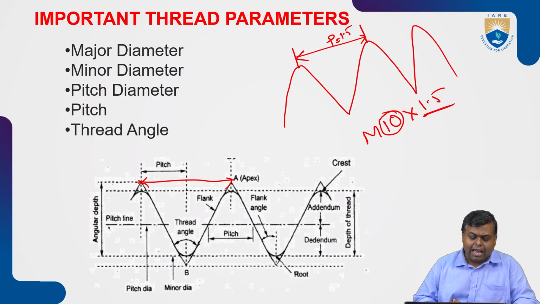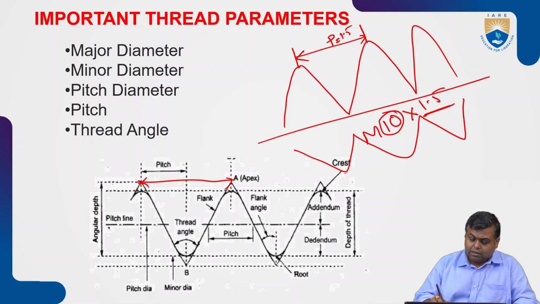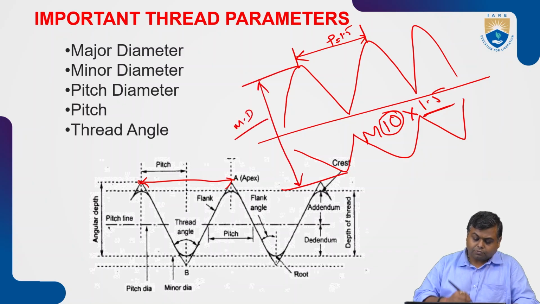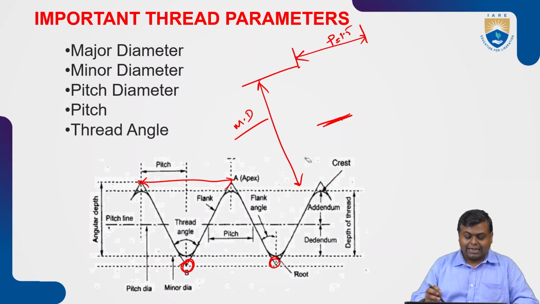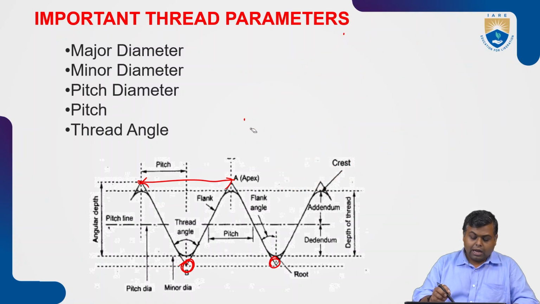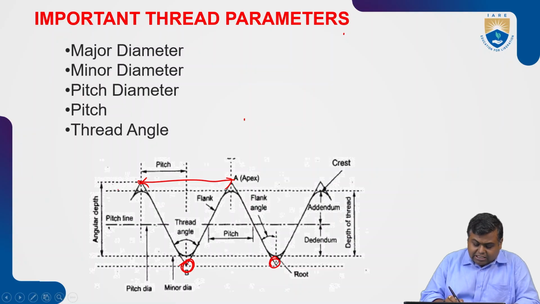The next is major diameter. So major diameter is the outer to outer measurement. So if I draw the screw thread on both sides, the outer to outer crest measurement is called the major diameter. So minor diameter is the inner to inner. If I want to say, it is the root diameter to the root diameter on the other side. So that is what is called the minor diameter. And the pitch diameter is with respect to the pitch.